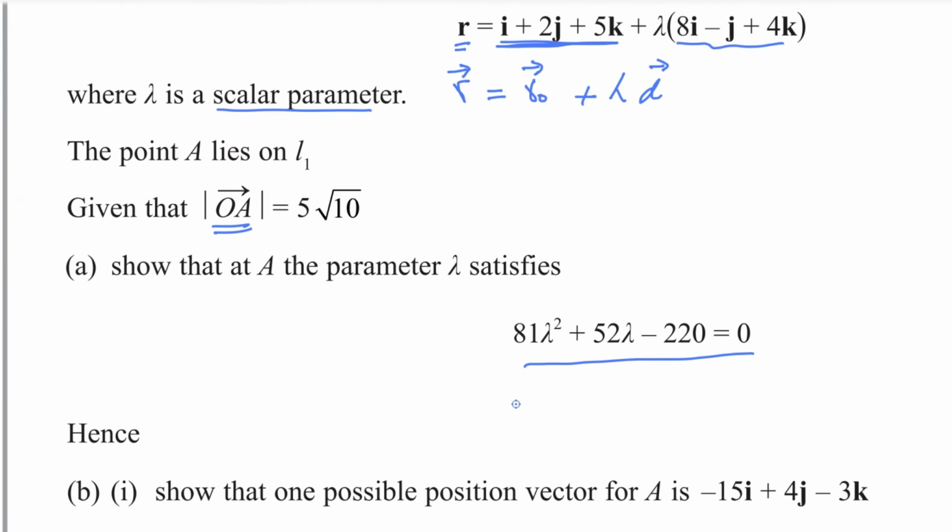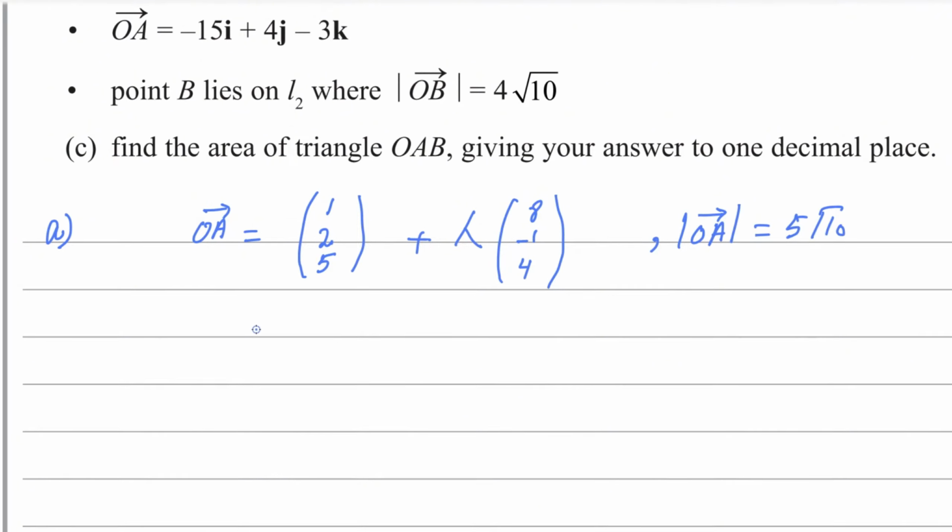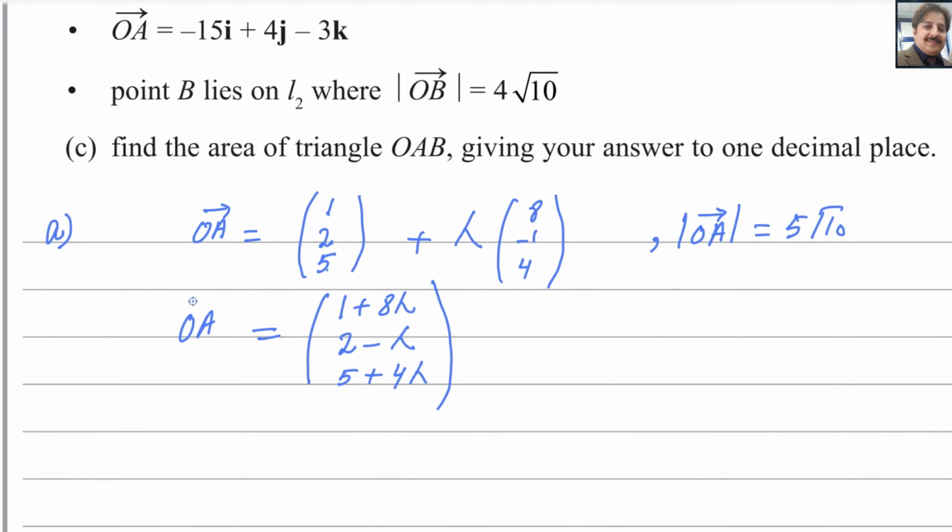And second thing, it is given that the magnitude of the vector OA is 5 square root 10. Better you solve it, we can write as 1 plus 8 lambda. You can add the corresponding numbers. 2 minus lambda. And here 5 plus 4 lambda. This is vector OA.